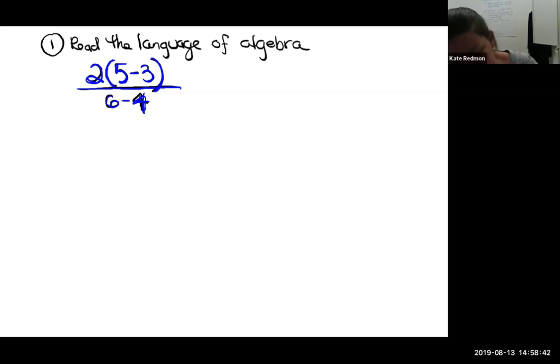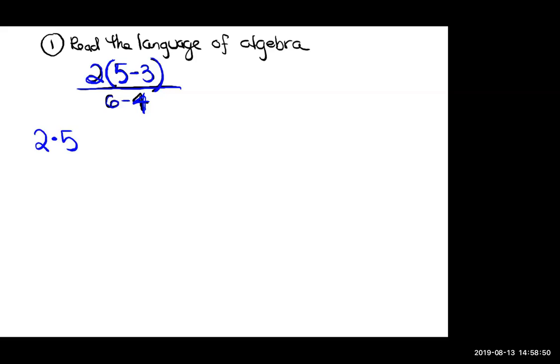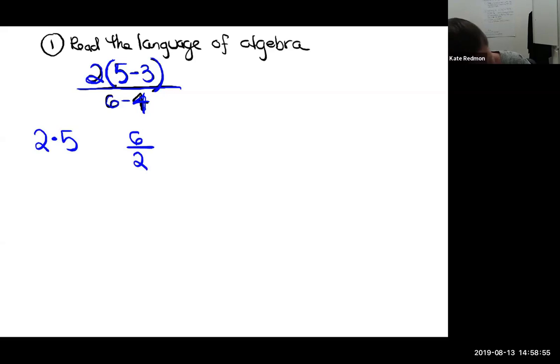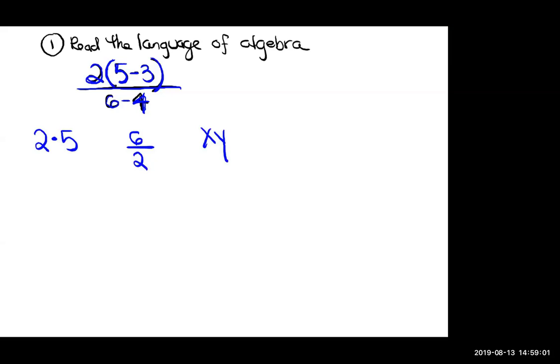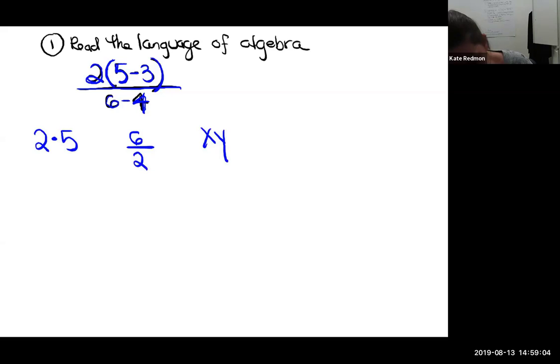Okay, so really quickly, let's just review. What does that say, David? It's going to be 2 times 5. Beautiful. And that? 6 divided by 2. Awesome. And that? X times Y. Beautiful. Proximity means multiplication. Glorious.